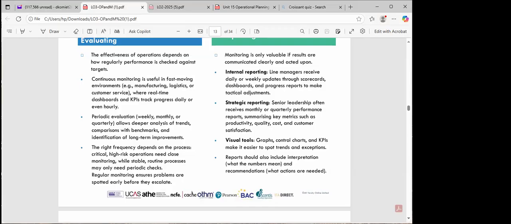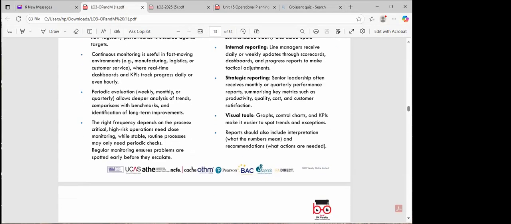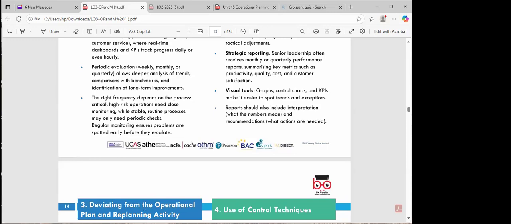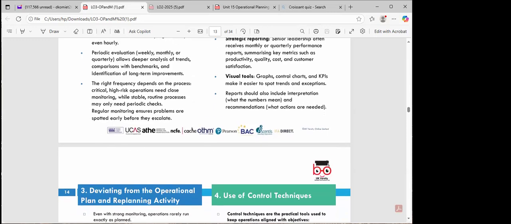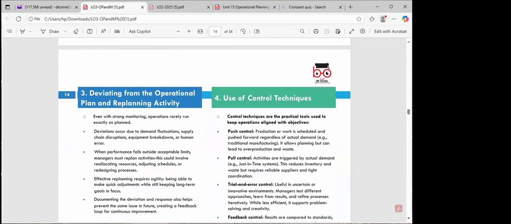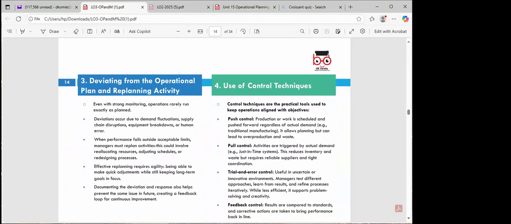And then lastly, the right frequency depends on the process. Critical, high-risk operations need close monitoring, while stable routine processes may only need periodic checks. Regular monitoring ensures problems are spotted early before they escalate. Deviation from operational plan and replanning activity. Even with strong monitoring, operations rarely run exactly as planned.